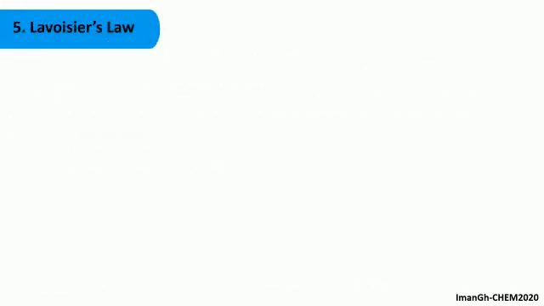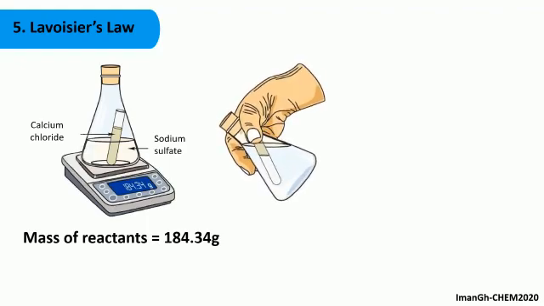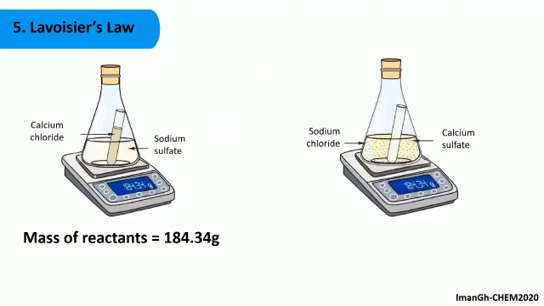The following experiment is performed to explore Lavoisier's law, who studied the variation of mass during a chemical reaction. Two reactants, calcium chloride and sodium sulfate, are placed together in a flask. As you can observe, the mass of these reactants is 184.34 grams. The contents of the flask are shaken and left to react. As a result, two new substances, sodium chloride and calcium sulfate, are formed. The flask is again placed on a balance. The mass of the products remains 184.34 grams.